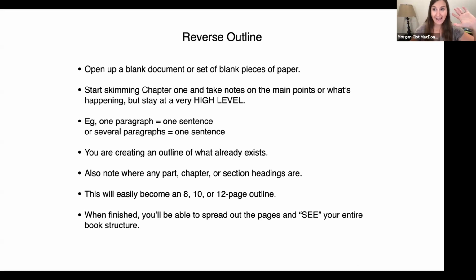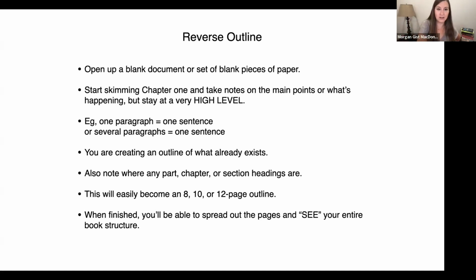We're not changing anything in the draft, but we're going to start reading and we're going to start taking notes on the main points, what's happening. And we're going to stay high level, right? So a paragraph might translate into a sentence, or several paragraphs might translate into a sentence. And really, it doesn't have to be a sentence. You're literally taking notes. Who did what, what happened, what was the internal reaction that the character had, where are they moving from one location to the next in the story, just in a very brief, concise, note-taking way, what's happening in the story.